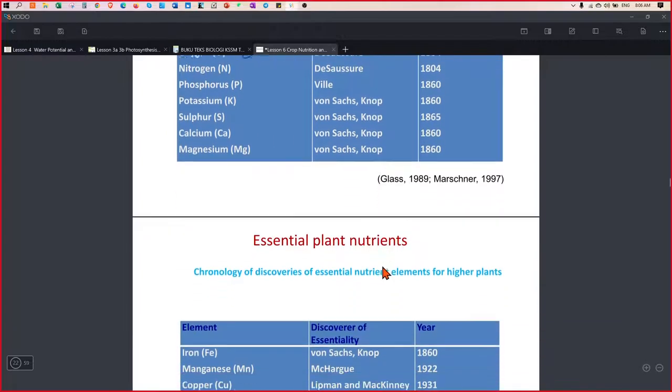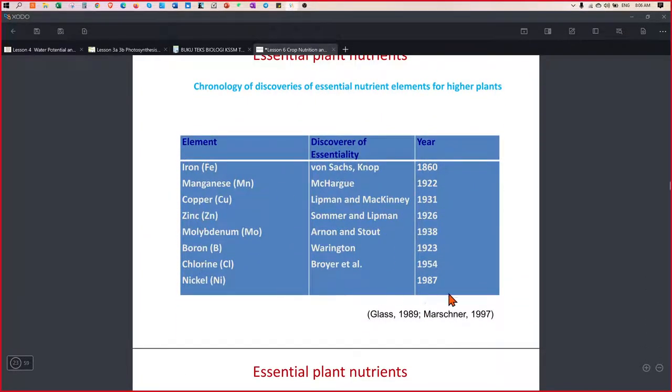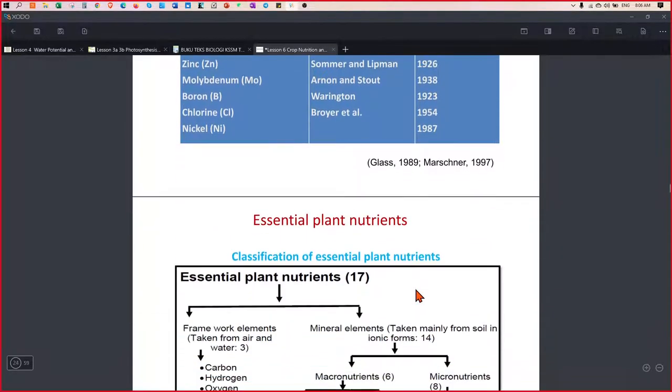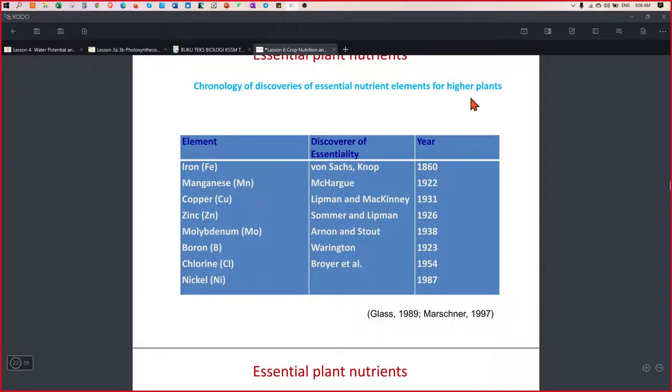Okay, and then progressively all the way until nickel. Okay, in 1987, right? So how do scientists know this? They use the hydroponic technique, or just the regular soil culture. They provide everything, then they just take out one element each time to see if this element is removed, can the plant complete the life cycle. So that's why it's a lengthy process. You need to see the effects of eliminating these elements to the plant.